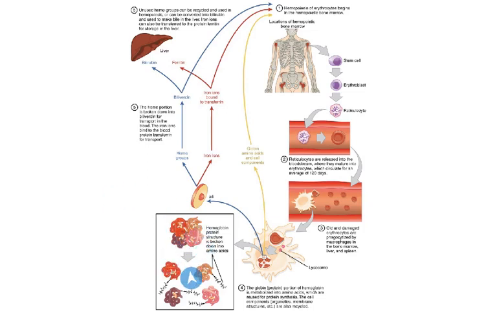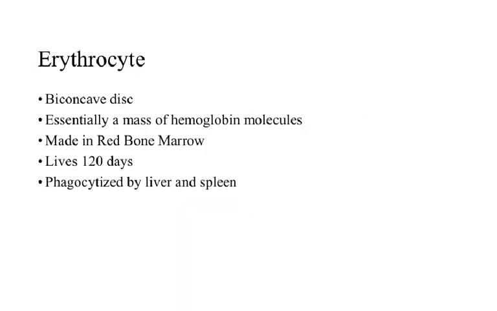So think of a red blood cell as essentially just masses of hemoglobin, and hemoglobin is made up of two parts, heme and globin. So let me go to the next slide, and then I'll bring this slide back. An erythrocyte is a biconcave disc. That's just the shape of it, so don't worry too much about that. As I was saying, it's essentially masses of hemoglobin made in the red bone marrow, and its life cycle is about 4 months. After that, it's phagocytized, eaten up by the liver and the spleen.